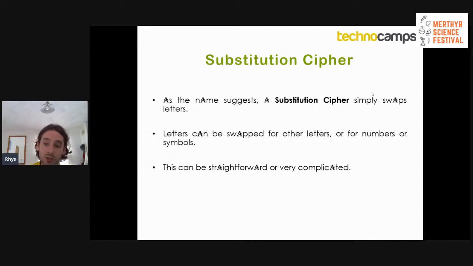But we don't have to just swap our letters for the corresponding number value. We could be swapping them for anything. So we could swap letters for any other letters, or for any other numbers, or for any other symbols. Even though substitutions can be very simple, where we've just got the letter with the corresponding number, they can also become very, very complicated by using different kinds of symbols to represent each letter, making them much more difficult to crack.